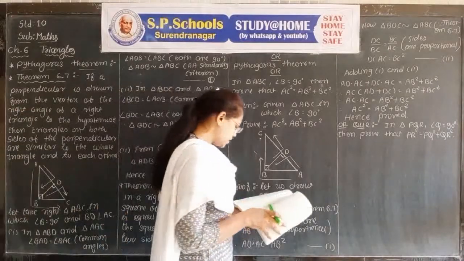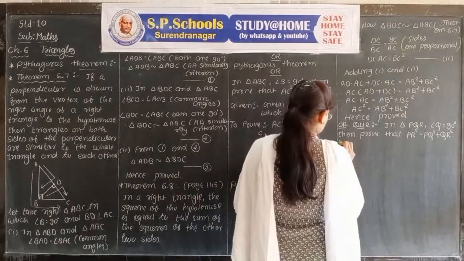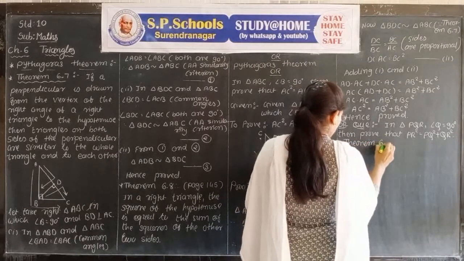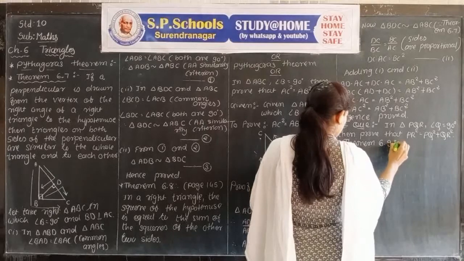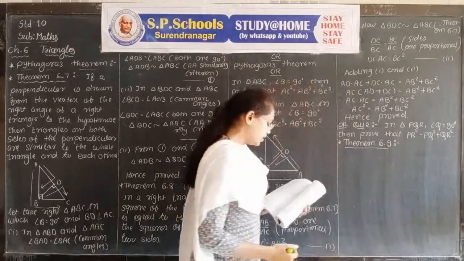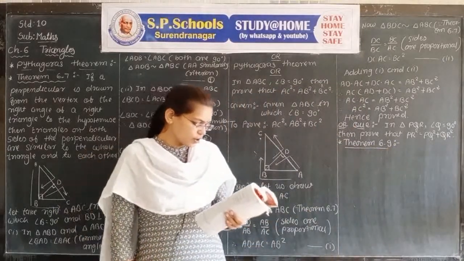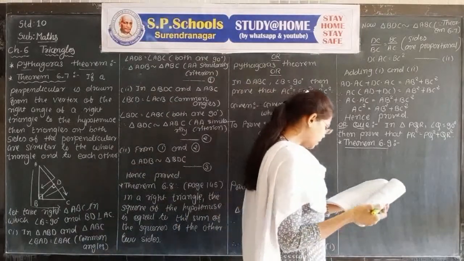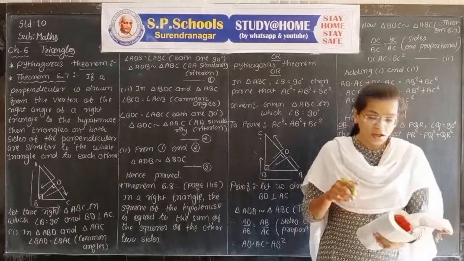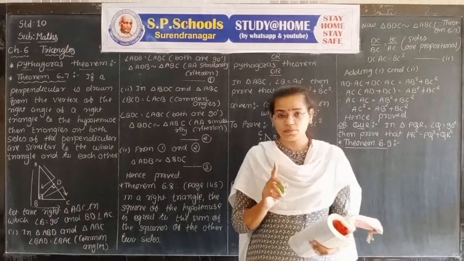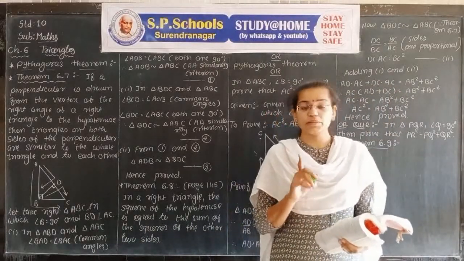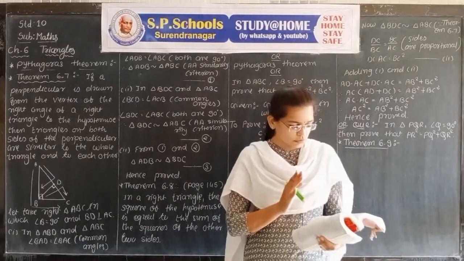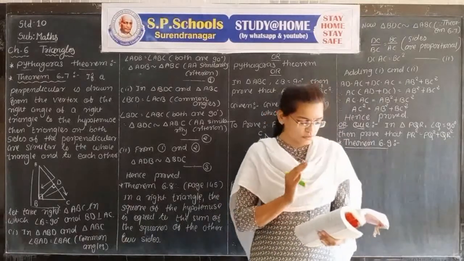Now theorem 6.9, the converse of Pythagoras theorem. The statement is given. Keep in mind that the proof of theorem 6.9 is not in our syllabus, so we only understand the statement.